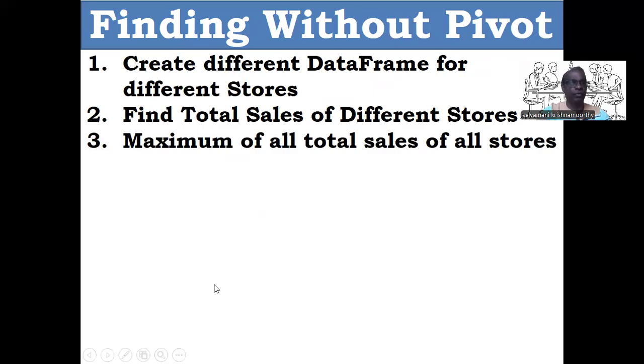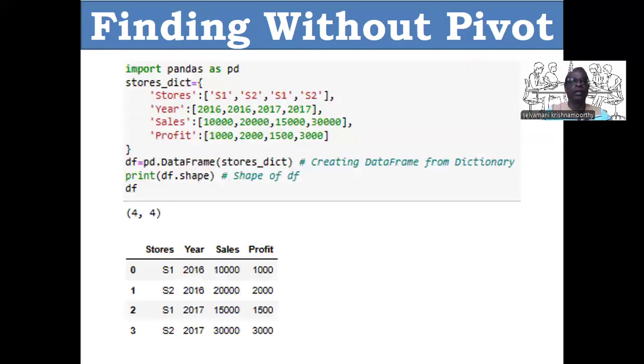Then we need to find total sales of different stores. That means S1 means 25,000, S2 means 50,000 we need to find. Then we need to find maximum of all total sales of all stores. Maximum of 25,000, 50,000 we need to find. How we can do it?